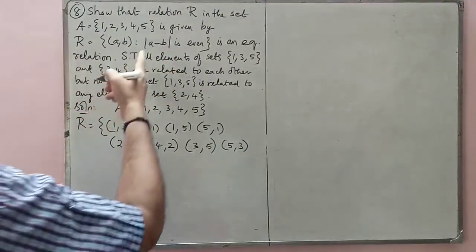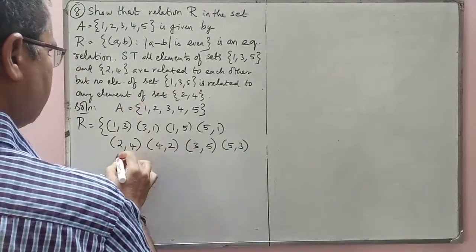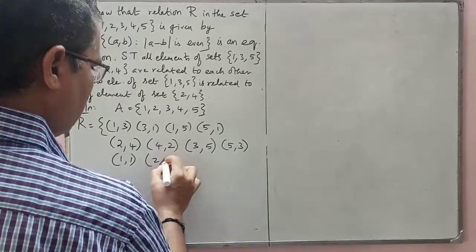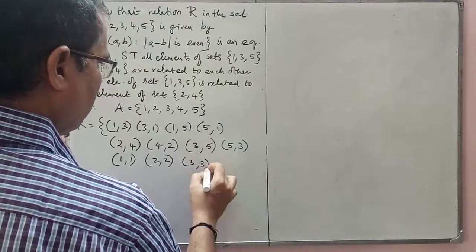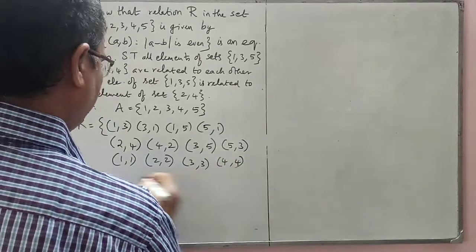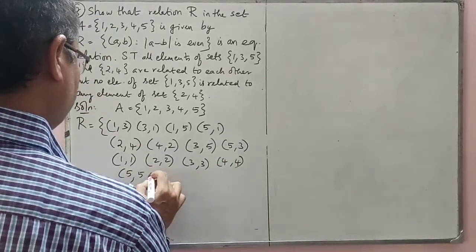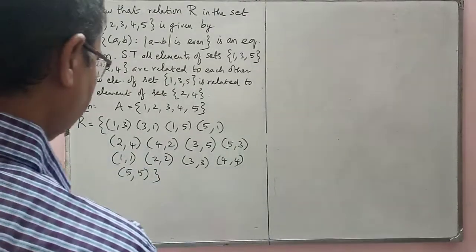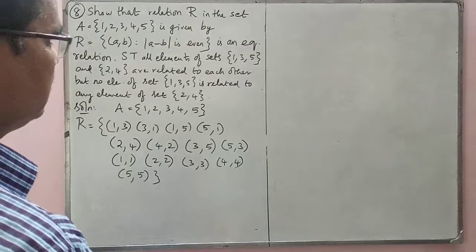Do you think any other element has an even difference? Yes, take the elements themselves. (1, 1) is 0, we take it as even. (2, 2), (3, 3), (4, 4) and (5, 5). The difference between them is 0, which is an even number. Now we'll start with the properties.